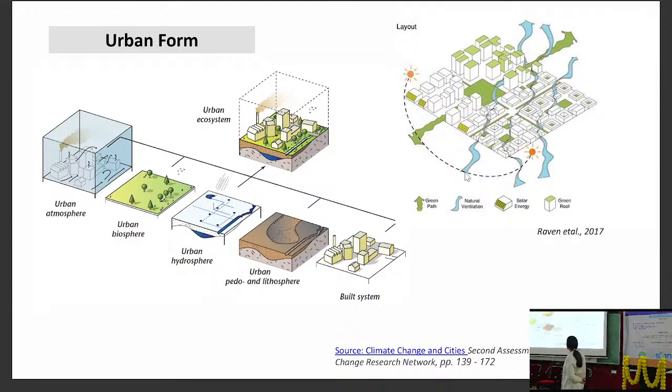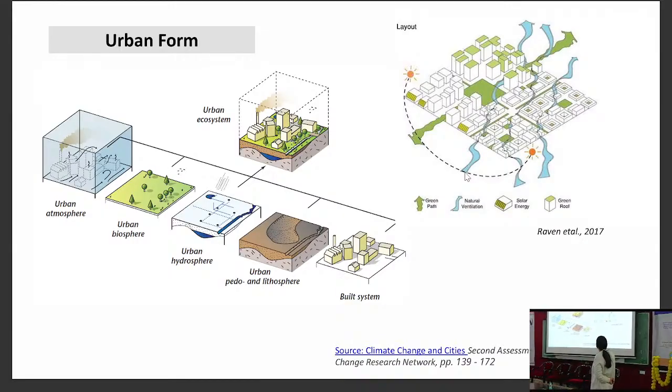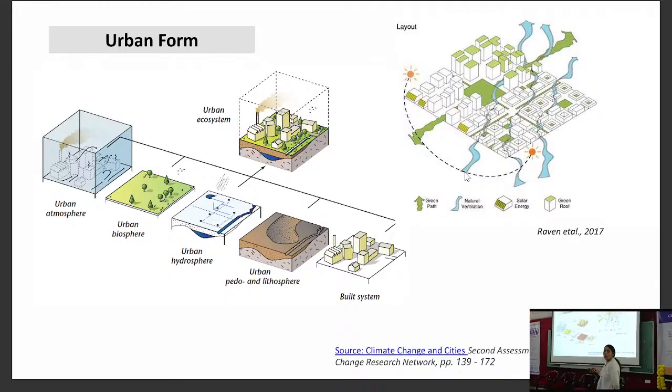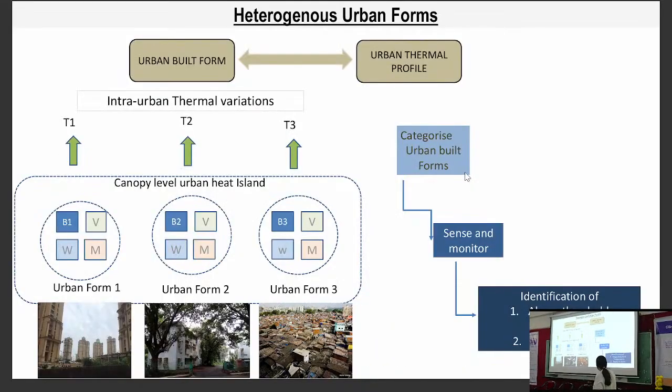As I showed in my presentation, there are different processes and different surfaces, and together they form an urban ecosystem or LCZ. Because there is a particular sun power and wind flow, all together they categorize what kind of microclimate we have in an area. Using this, in my study I categorized the forms: what kind of vegetation, what kind of built form, and whether water is there or not.